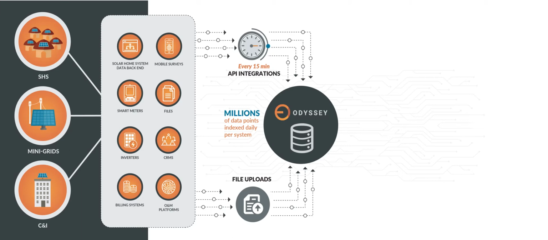When APIs aren't available, we have an intuitive user interface for uploading large files of data. We've built a system that can intake huge volumes. To give you an idea, 50 mini-grid systems would give you something along the lines of 95 million data points per day.